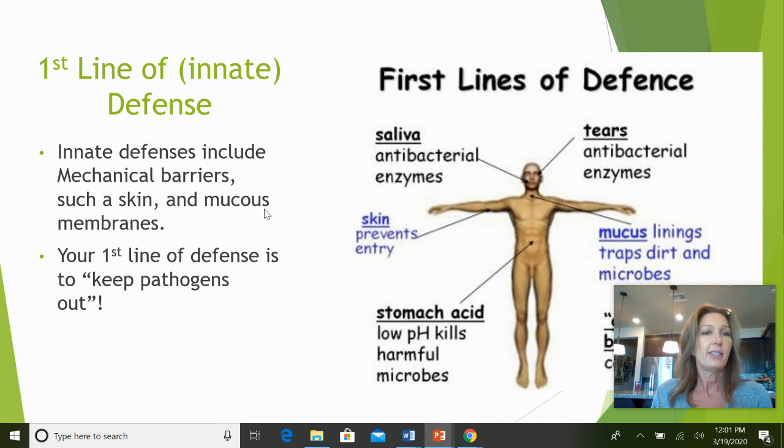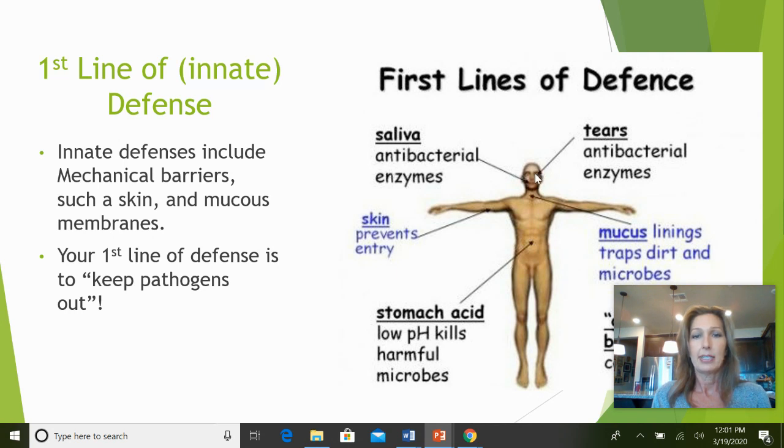This first line of defense includes mechanical barriers like skin and mucous membranes. When we talk about your skin, this is why we need to keep our skin healthy. Right now, you're probably using a lot of hand sanitizer and your skin's getting dry. Well, we've got to make sure that we're protecting our skin too, and that first line of defense stays intact.